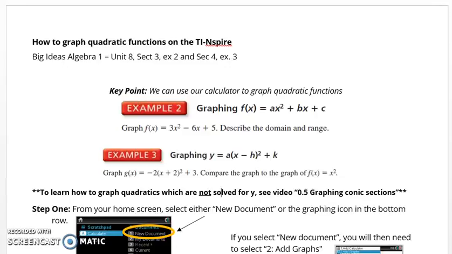Hi, and welcome to a video on how to graph quadratic functions on the TI Inspire. In this video, we are looking at example 2 and example 3 from chapter 8 of Algebra 1. You can see all the details up here.